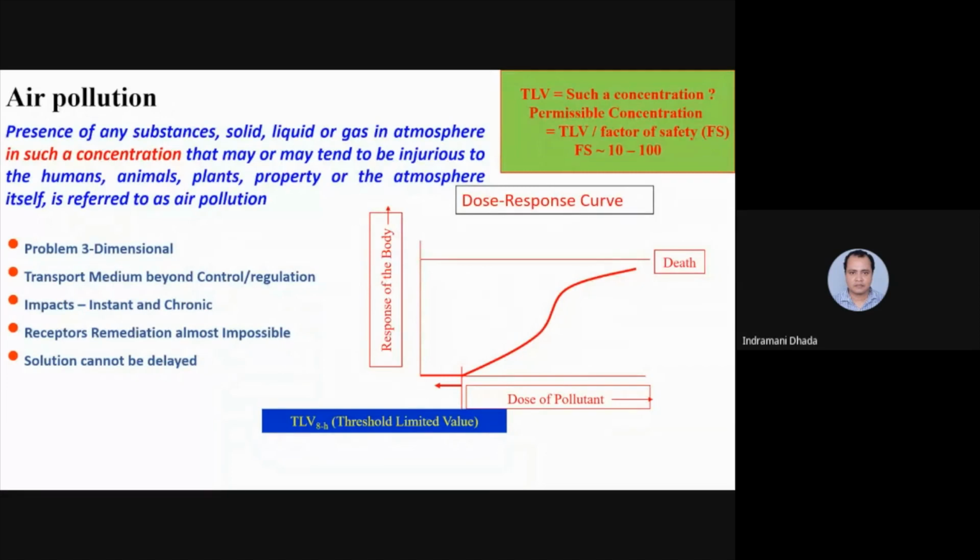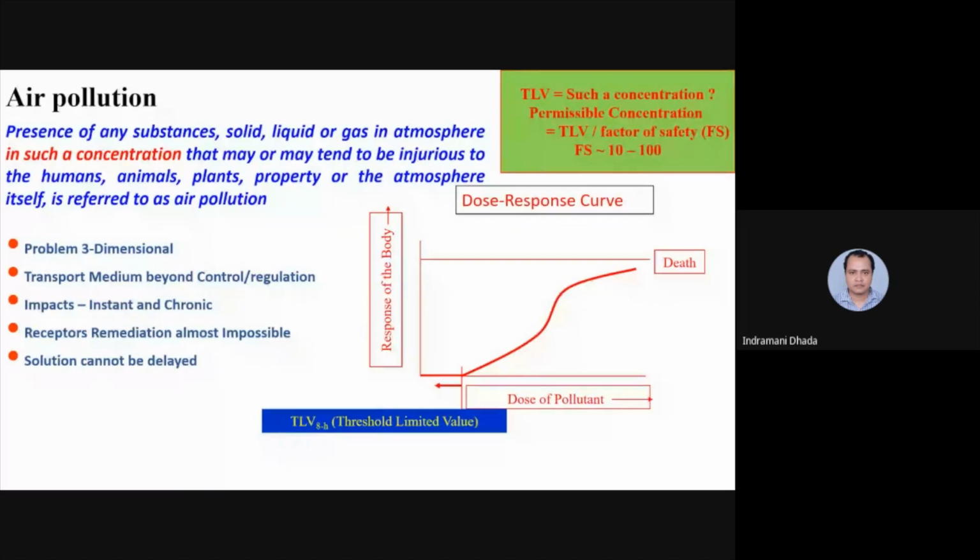This pollution problem is three dimensional. If something is released into the atmosphere, you cannot control it easily, because there is no certain boundary to it. With water, if some stretch of a river is polluted, you can put a dam or some obstruction, collect the water and treat it again.